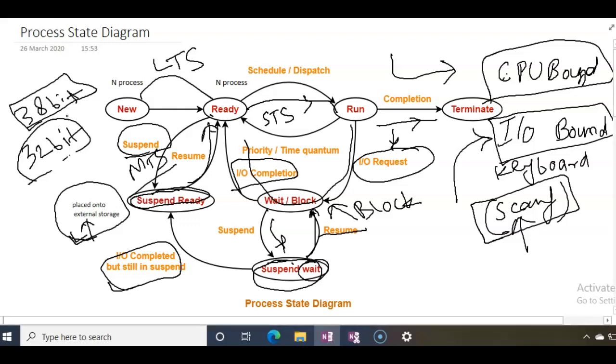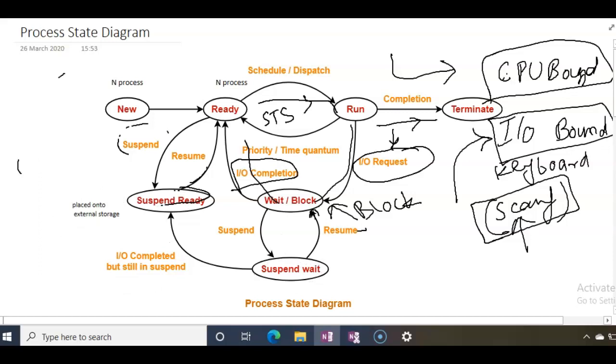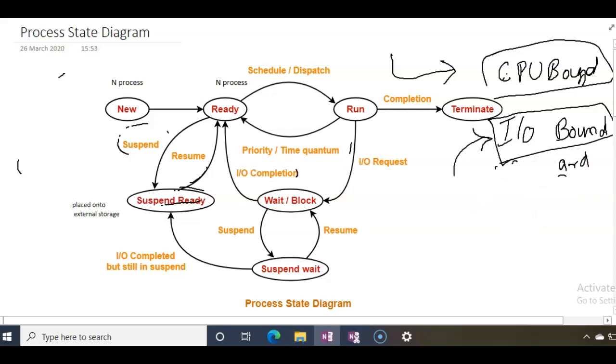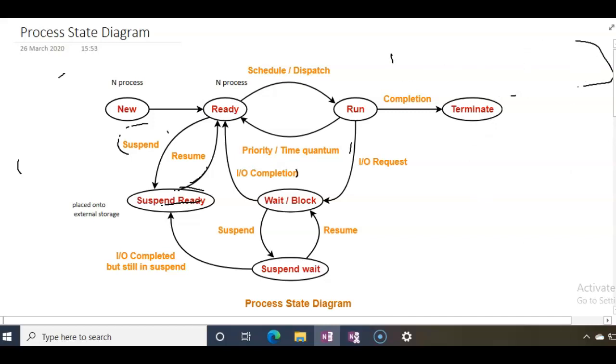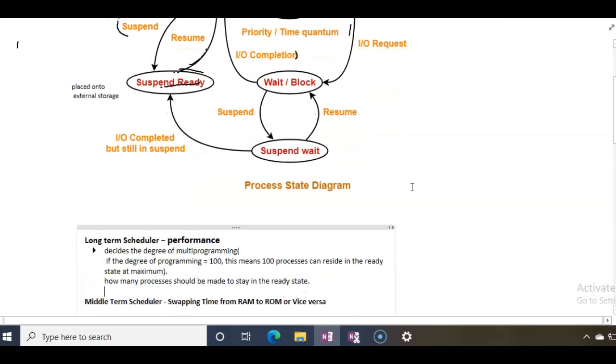So what I'm doing, I'm just erasing everything that I have written, so that you guys can see the diagram clearly. And yes, this is basically a process state diagram, and there are some terminologies that I have mentioned, like long-term scheduler, short-term scheduler, mid-term scheduler, and other things. So let's move forward to those topics, because those are also very important.